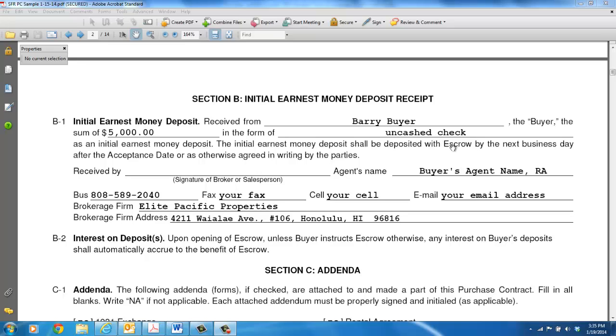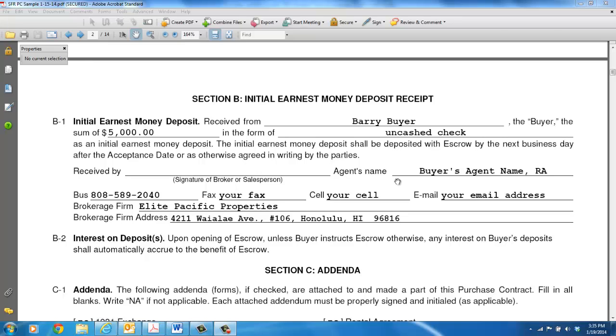There have been times I've seen where somebody actually needs to cash out some stock to get the cash to put down. I don't know if that's happened. If that's the case, you would of course need to put that here. But keep in mind that whatever you put here is something the seller is going to be looking at. They're going to want to know where that money is coming from and how long it's going to take to get to escrow. So just keep that in mind.